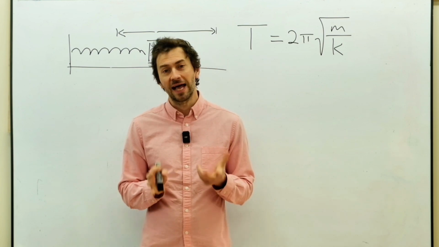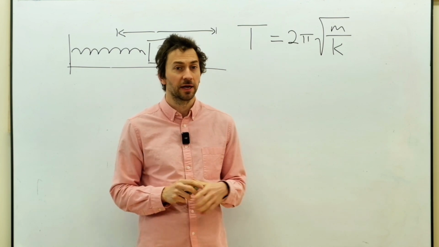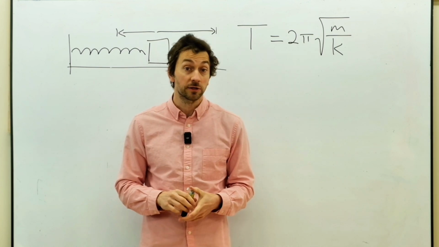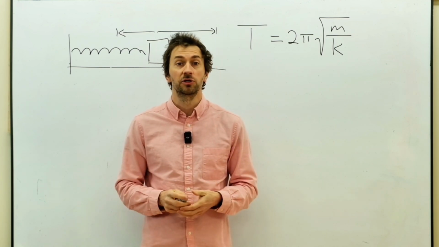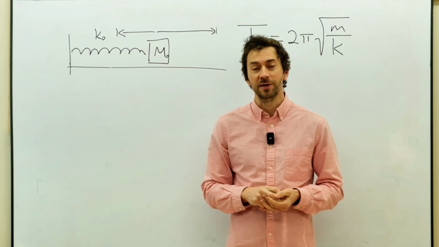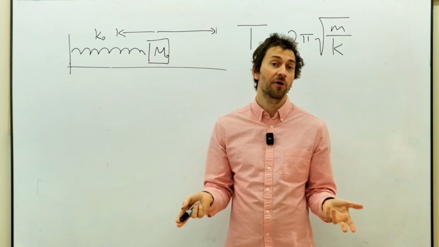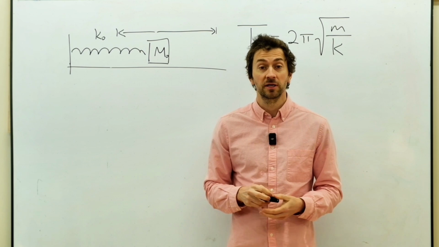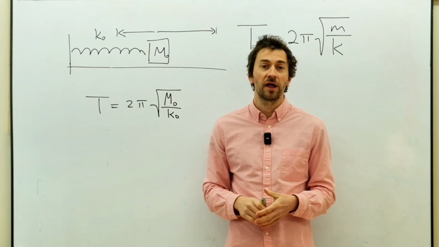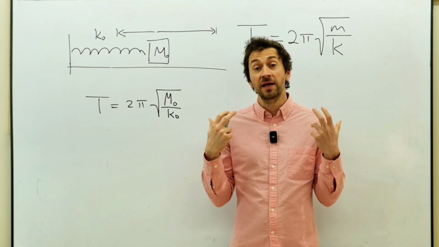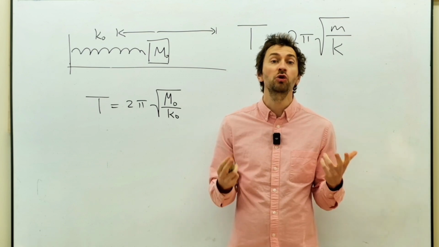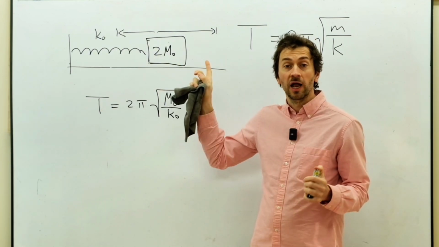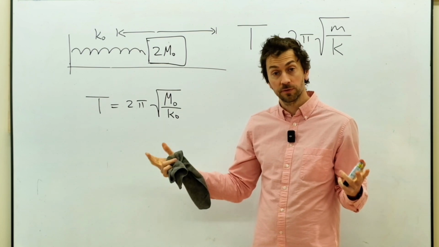AP Physics likes to ask questions about proportionality, especially with formulas like this that have square roots or squares in them. So let's do a question or two like that. Let's imagine there's a spring system and there's a block of mass m naught and spring constant k naught. We could say that the period is going to be this. Okay, not very helpful so far. Now we bring another block that has mass 2m. What's going to be the period of the new system? So there's a heavier block with the same spring.